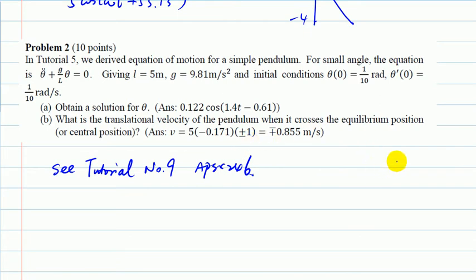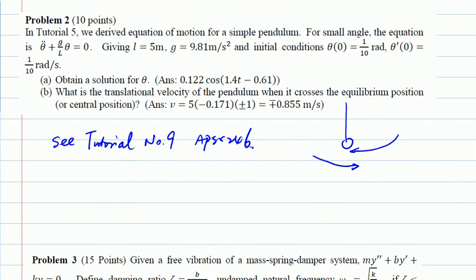The only thing you need to be careful about is the positive and negative sign here. Essentially, velocity can go this way or this way when the ball swings, so there are two directions. We are talking about translational velocity.